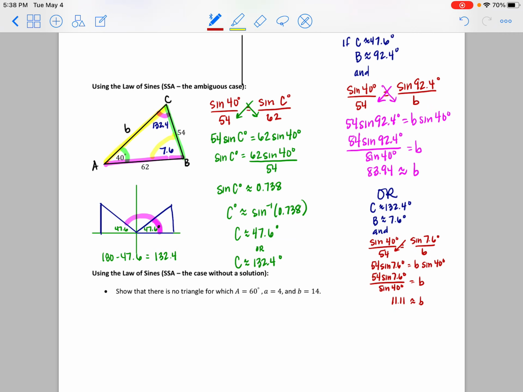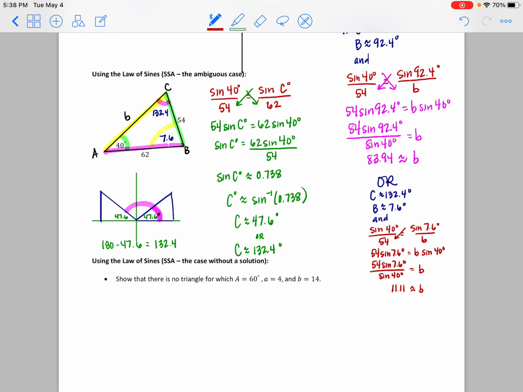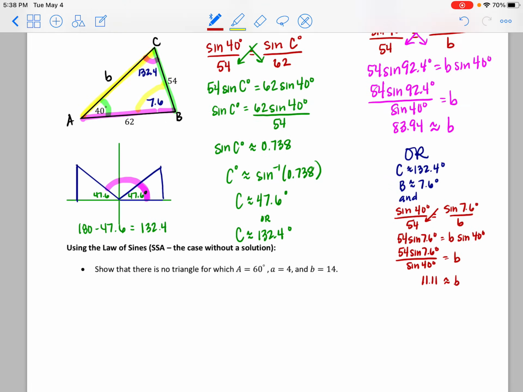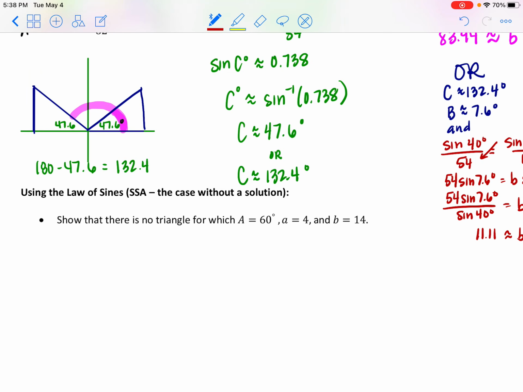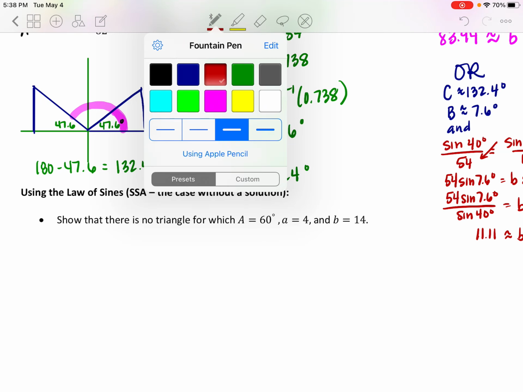It's when you have side, side, angle that is going to be ambiguous, and so it's possible that there are two separate triangles that are created, or it's possible that you don't end up with a triangle at all. And how are you going to know? So let me show you. This is clearly one that doesn't work. It says show that there's no triangle for which A equals 60, little a is 4, and b is 14. I'm going to show you how you know right now.